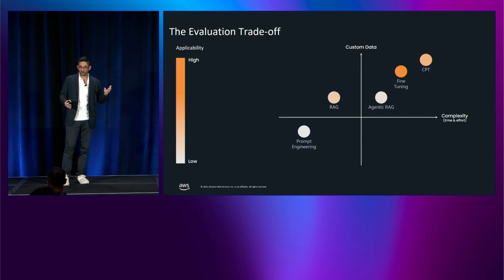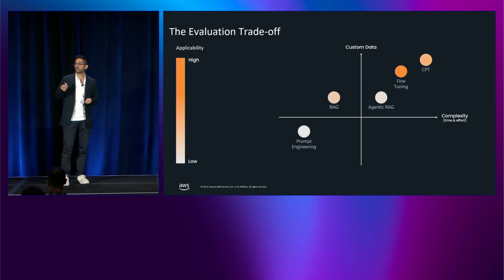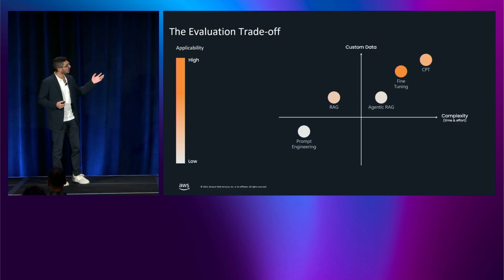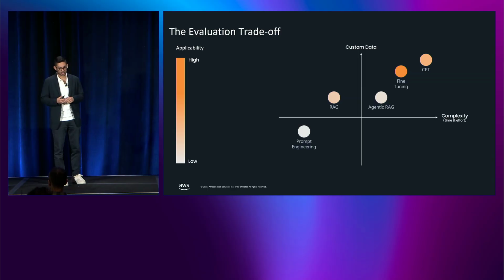RAG or agentic RAG might help us get a more relevant context for the problem that we are trying to solve, but these are still methods of in-context learning, and they won't change the default behavior of the LLM. So it's either fine-tuning or continuous pre-training. For our use case, since we already have high-quality labeled data by our researchers, fine-tuning was a very easy choice for us.